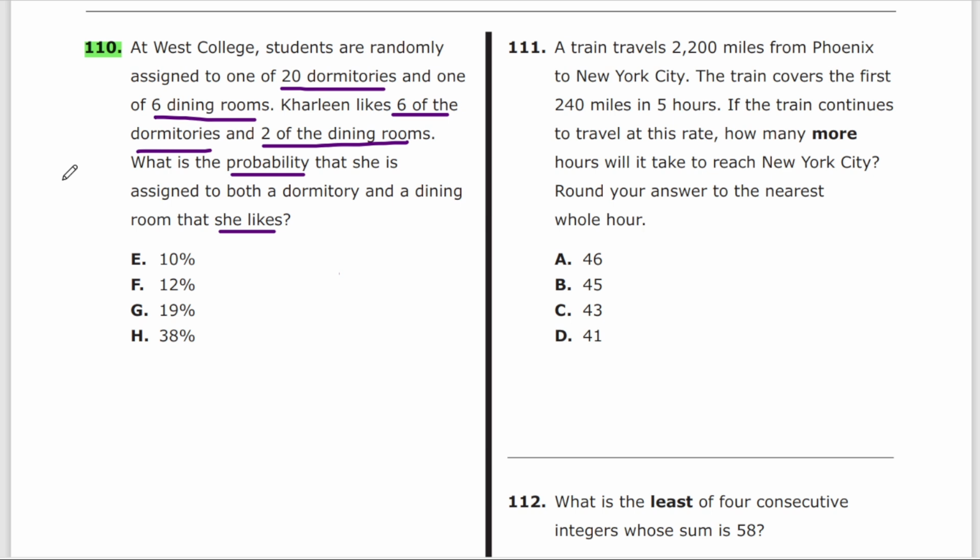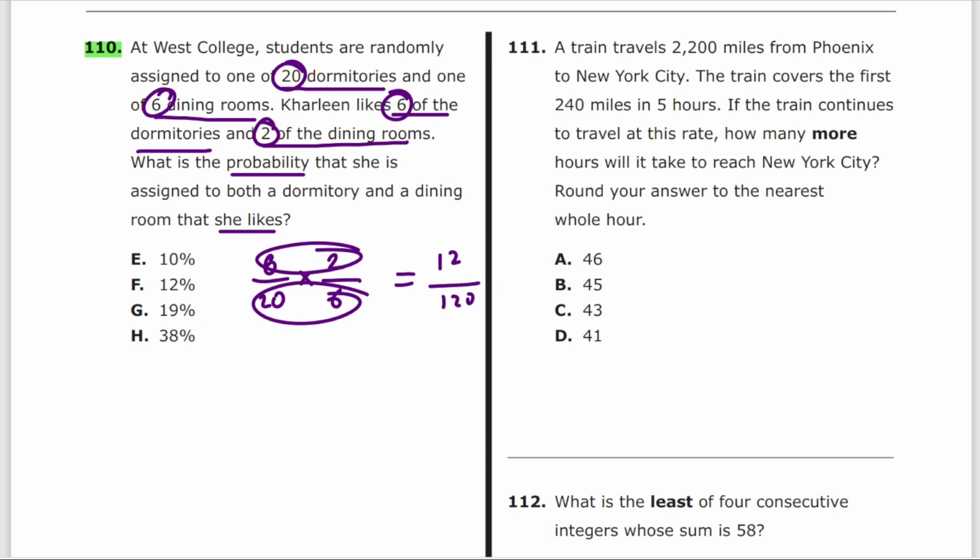So the probability of her being assigned to the right dormitory is 6 divided by 20. The probability for Caroline to be assigned to the right dining room is 2 out of 6. All you have to do is just multiply it. Now, if you're going to proceed like 12 divided by 120, don't do it. Simply don't do it. The best way is to cancel the 6. So now just get 2 out of 20, which is 1 out of 10, which is 10%. The answer is E.